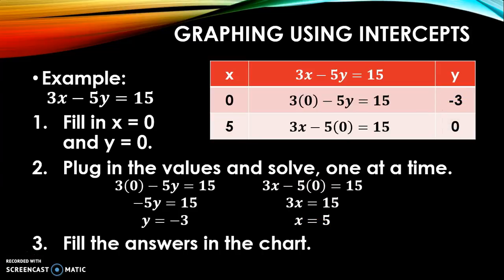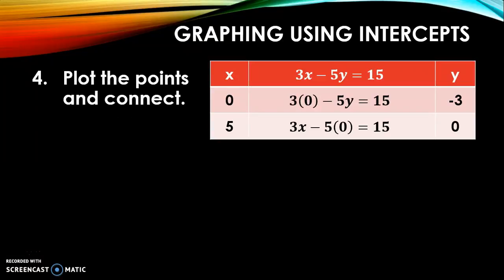This is perfect. This is absolutely wonderful. We now have our points. We have 0, negative 3, and 5, 0. It's time to graph. So let's plot these points and connect them, and then we are done.